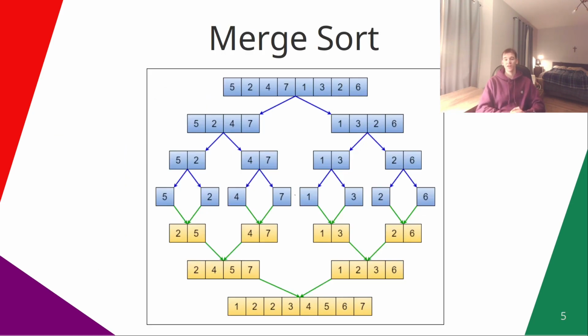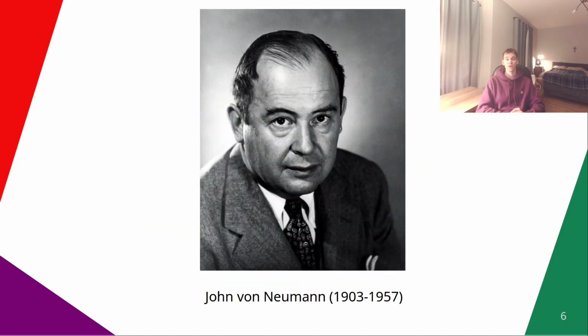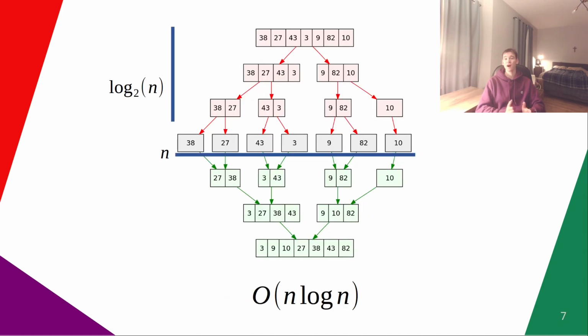Merge sort was invented in 1945 by John von Neumann, known by many as the smartest polymath in the 20th century. The design of the algorithm follows the divide and conquer paradigm. Split the problem into tasks so simple that they become trivial to solve. This allows the algorithm to achieve a time complexity of big O n times log n, even under the worst cases.